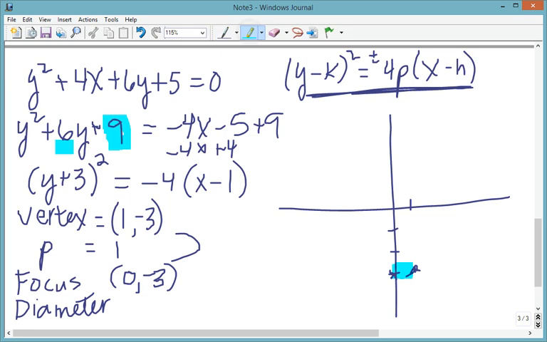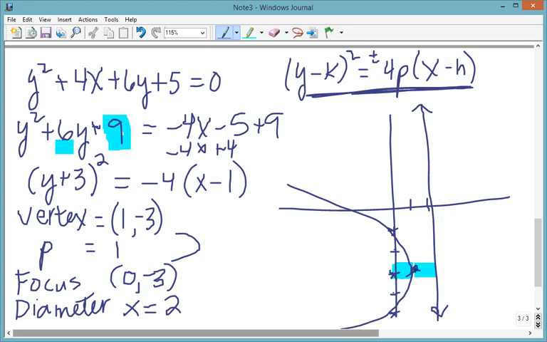Now I want to go 1 the other direction, right? Because that is where my directrix is. And since we're looking at a parabola that lays on its side, the directrix is a vertical line. And it's the line x equals 2 because we moved over 1 from that vertex. The focal diameter is still 4. And so what that means is from the focus, half of 4 is 2. So I'm going to go over 2, up 2 that is, and down 2. And that's how I know how wide my parabola is.